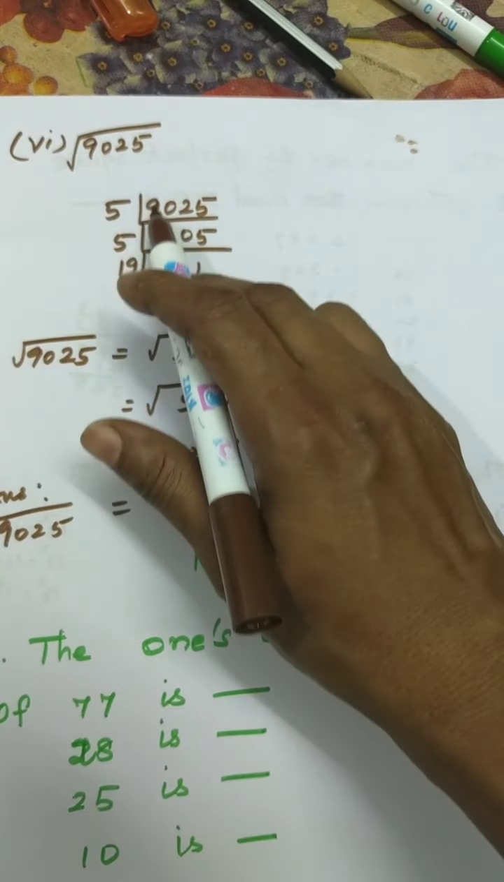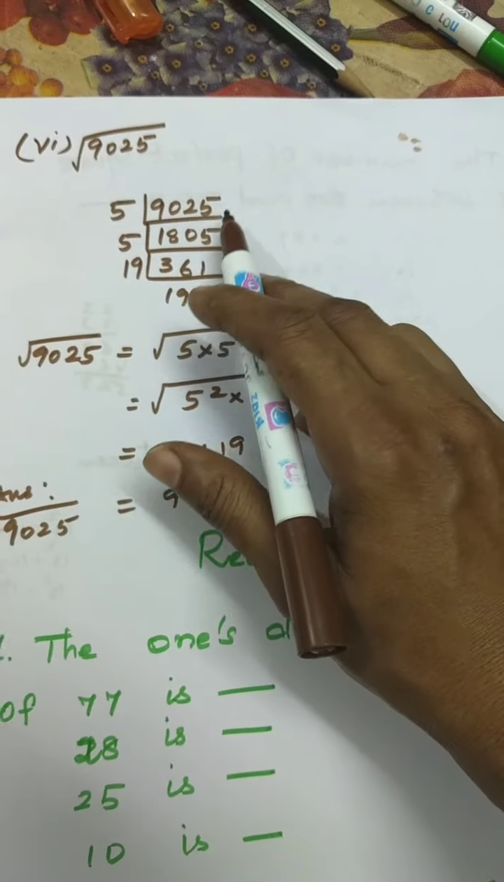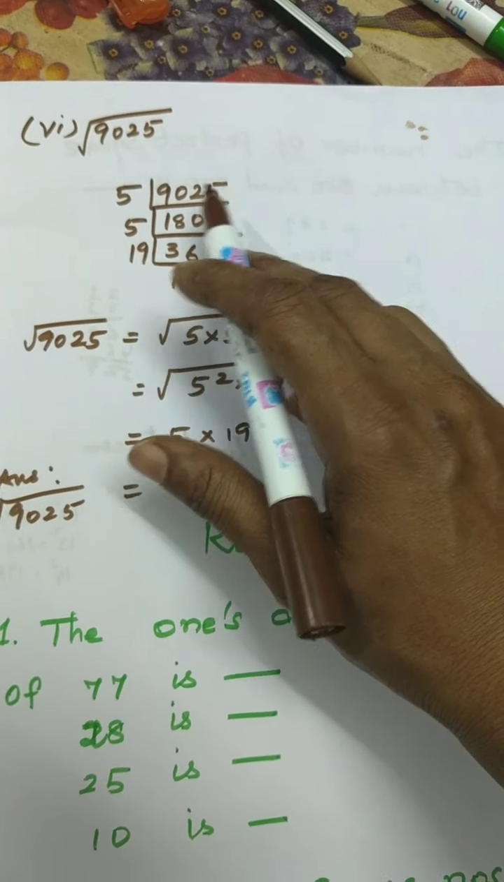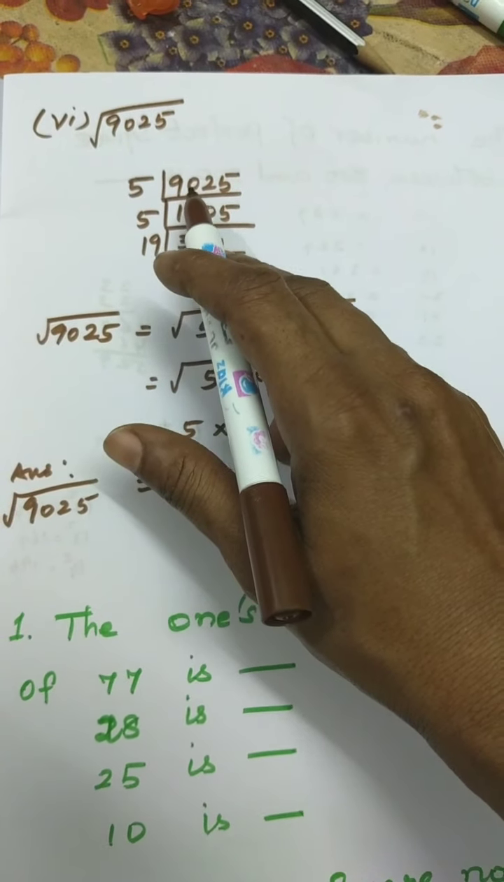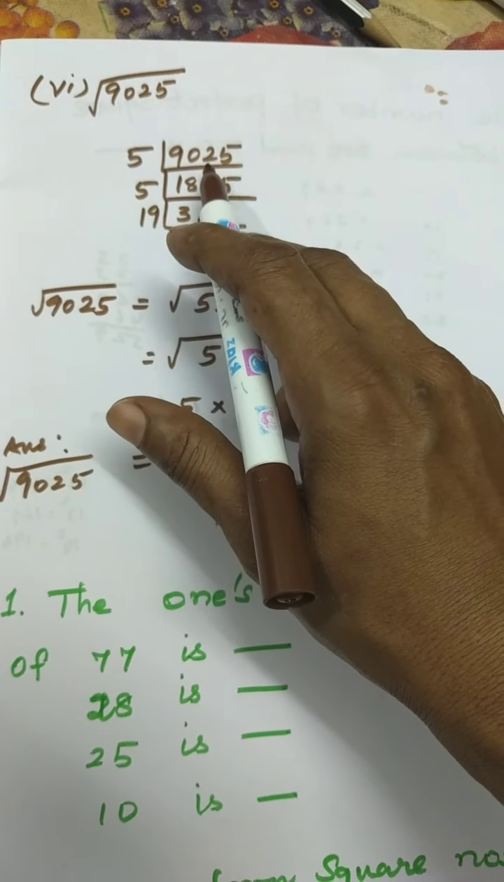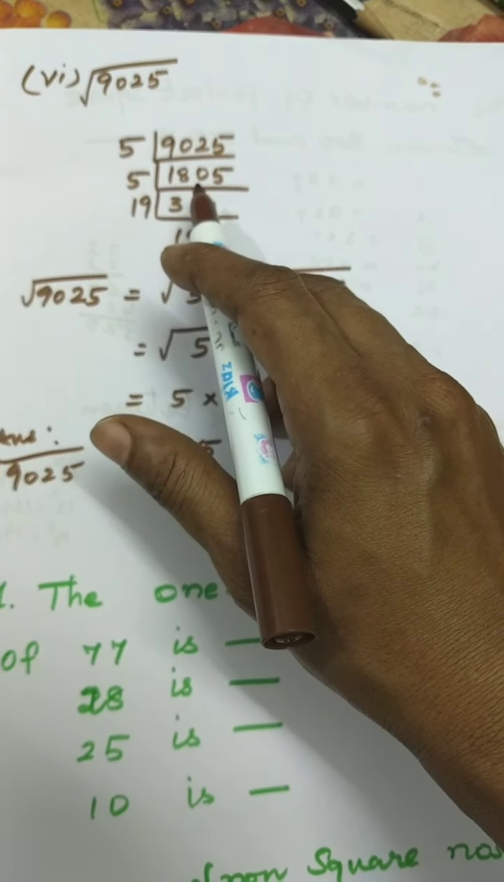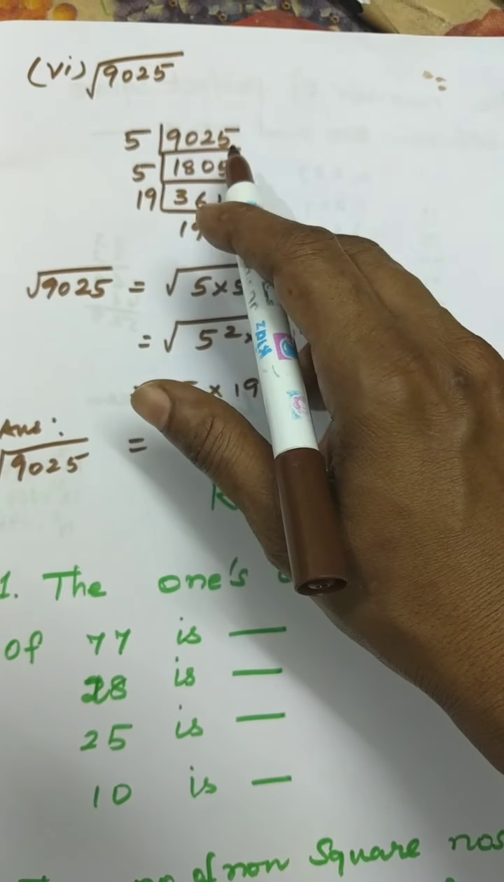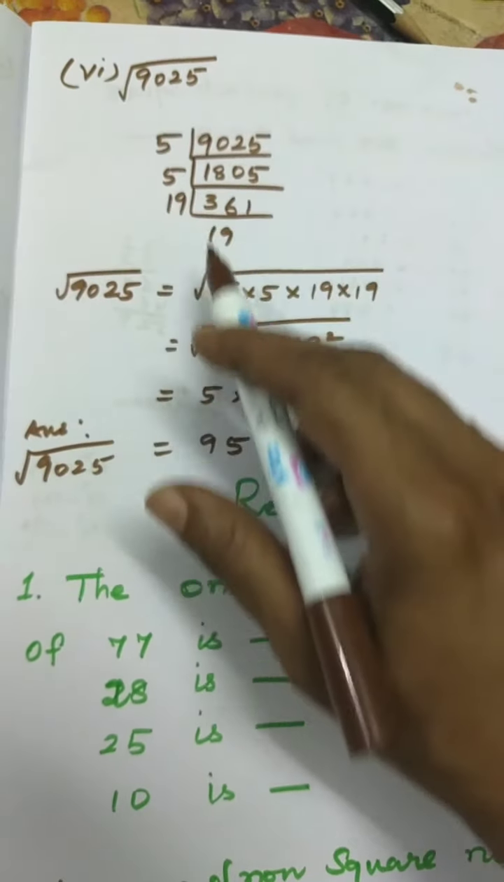9025. Here also you have to do it by the prime factorization method. Here the last digit is 5, so we can divide by 5. 5 times 1 is 5, 5 times 8 is 40. Then the 2 is not divisible by 5, so you add a 0. Again the 2 goes to 5. Then 25, 5 fives are 25.